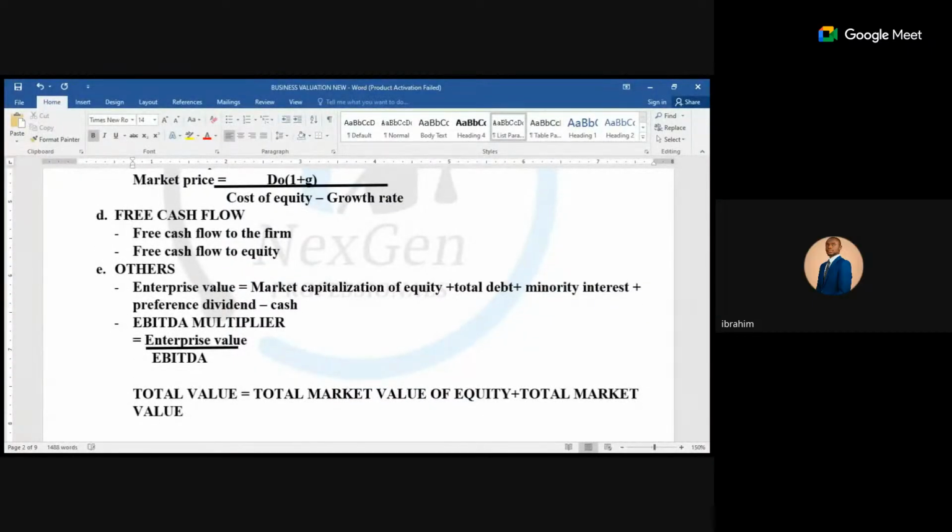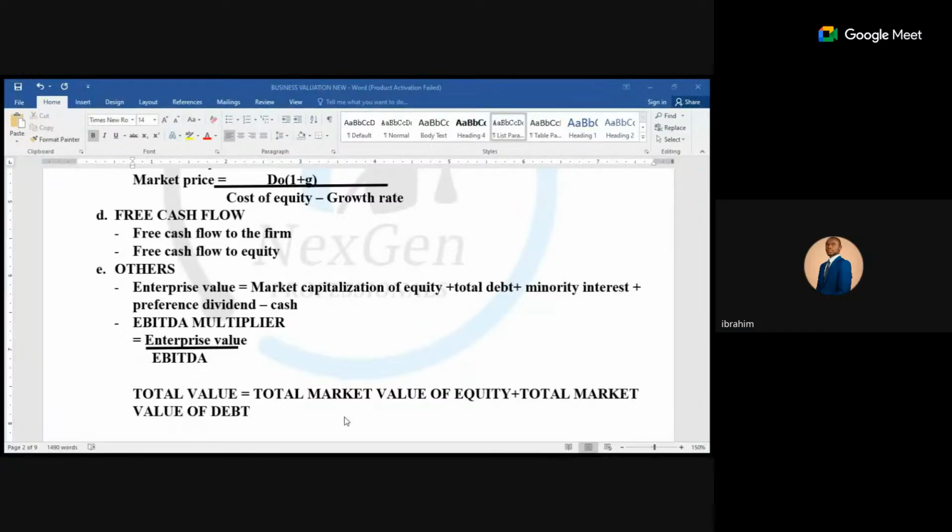Value of debt. We give you the total value of that company: the total market value of equity plus the total market value of debt. And you should know that when you want to take over a company, you see the debt that they are owing, that debt, you have to remove it. But if your syllabus covers that, we'll push forward for that valuation.